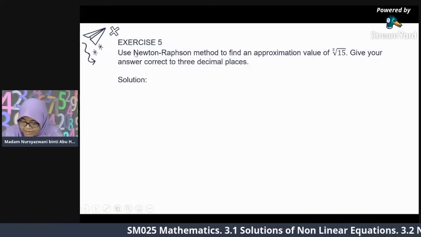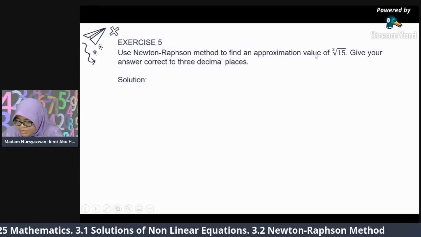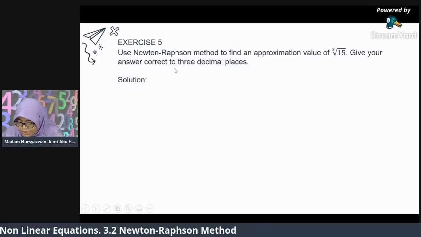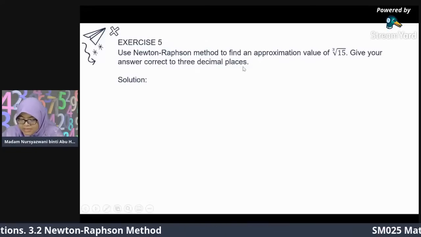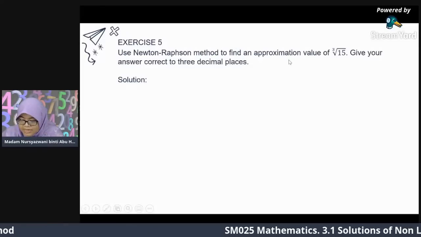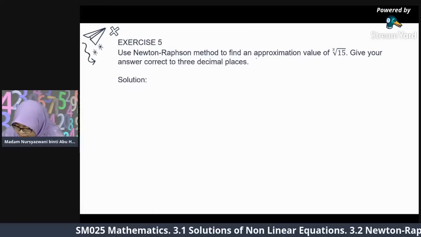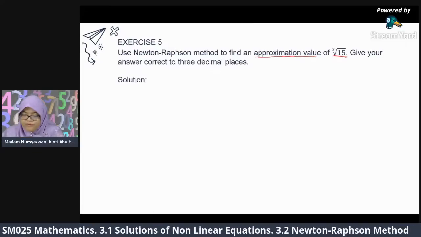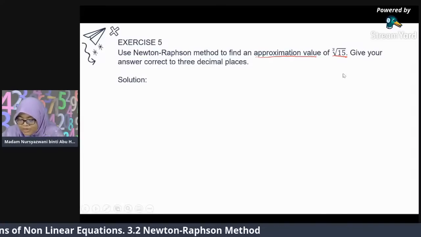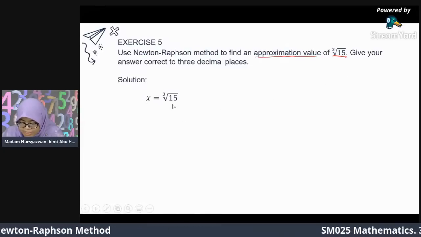Okay, exercise 5. Use Newton-Raphson method to find an approximation value for cube root 15. Give your answer correct to 3 decimal places. So kalau awak tengok pada soalan tak ada beri apa-apa equation. Hanya dia suruh awak cari approximate value of cube root 15. So kita dah tahu approximate value tu adalah root x. So dekat sini x equal to cube root 15.